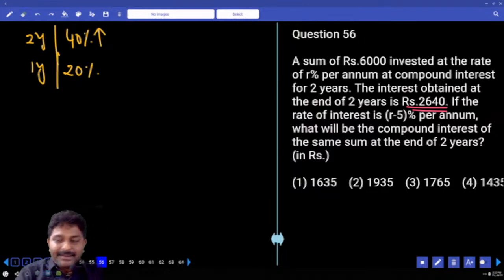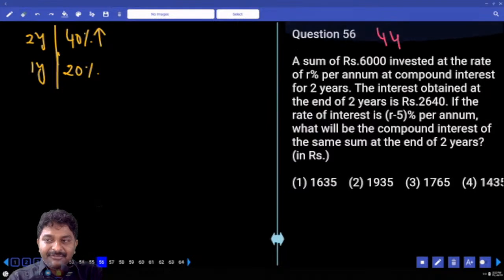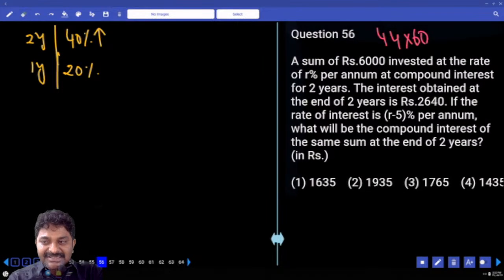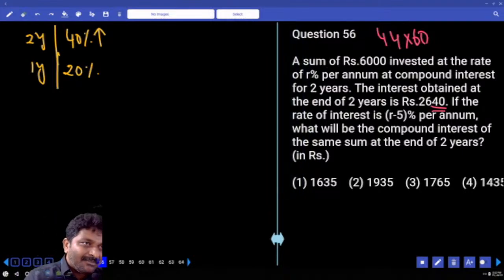Understood? Right. Otherwise also you can verify. Per year if it is 20%, for 2 years, 44% in the sense, 44 into 1% value, which is 60. Last 2 digits satisfying, right? 4 into 6 ends with 4. So per year, what is the rate of interest? 20. I'm not calculating exact.